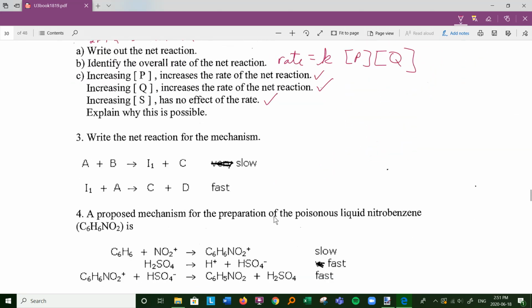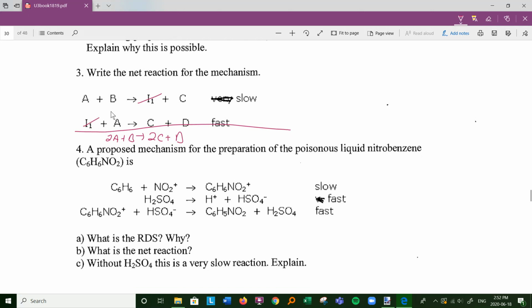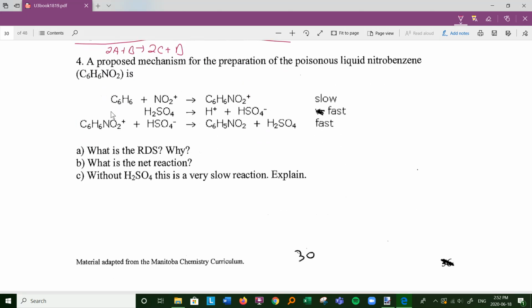Okay. Write the net reaction for this one. Intermediates cancel out. I1, so I get 2A plus B goes to 2C plus D, and the rate would be K times A times B because that is the slow step.